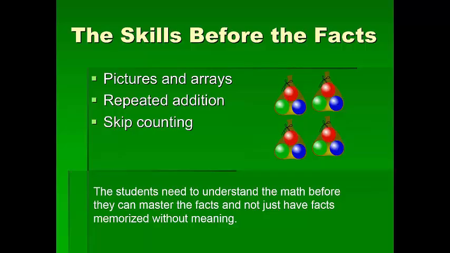When the students become familiar with counting 7, 14, 21, 28, then when they get to the multiplication facts, the products of the facts will be much more familiar to them, and it will help them to feel more confident with the answers that they get. The students need to understand the math before they can master the facts. If they just have facts memorized without meaning, it won't take it to the next level where they truly understand what multiplication is. Again, learning the multiplication facts is a process and not just something that can be done overnight.